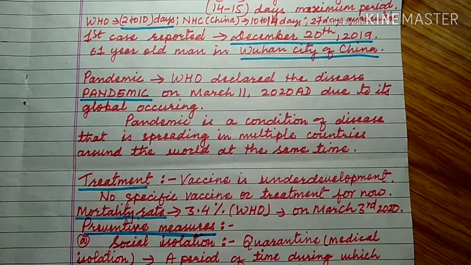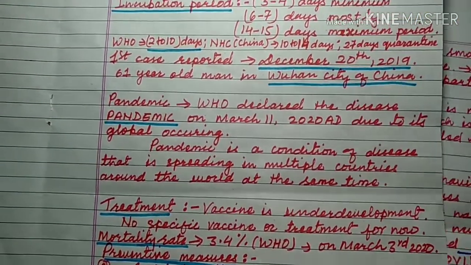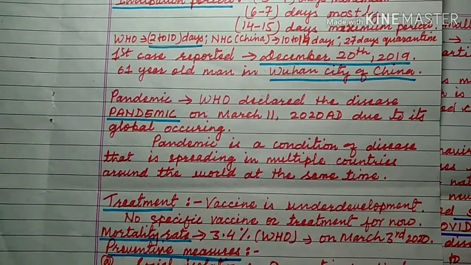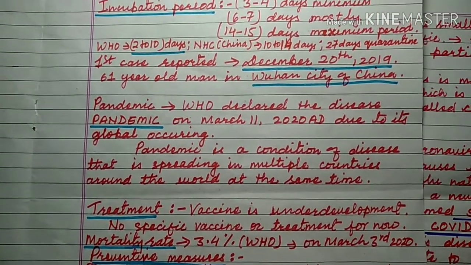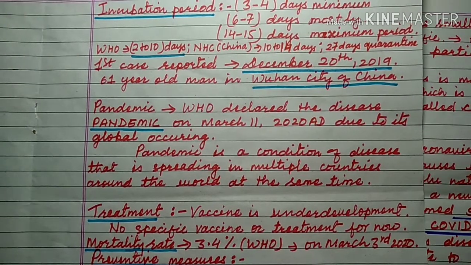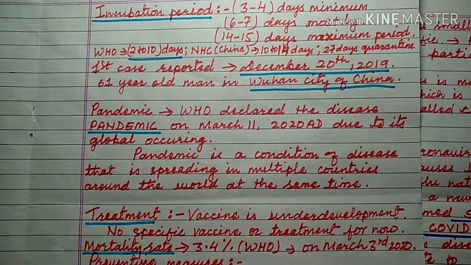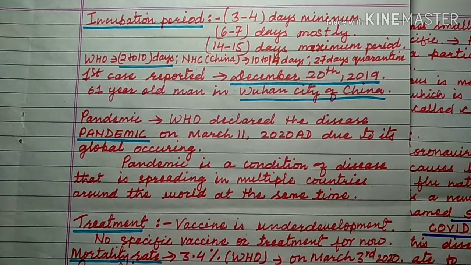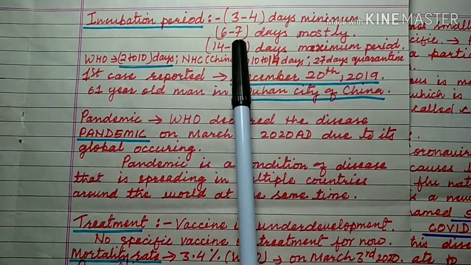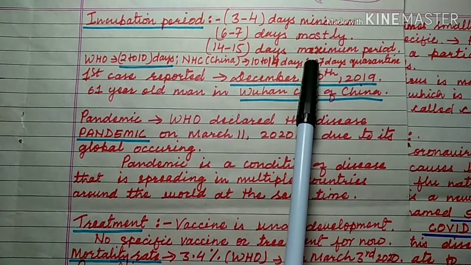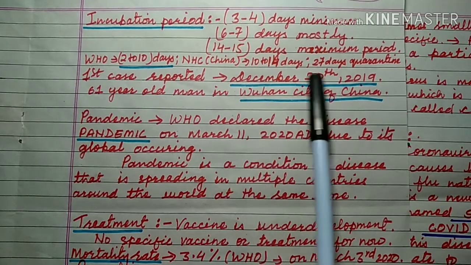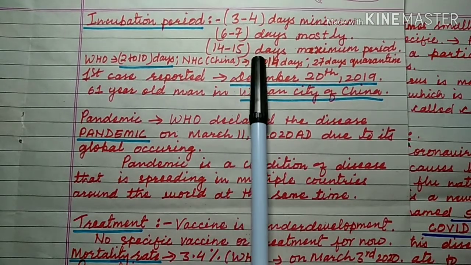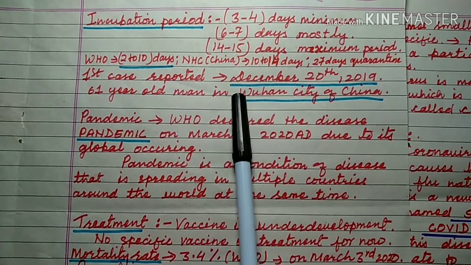Incubation period: 3 to 4 days minimum. After the virus enters the body, it takes a minimum of 3 days for symptoms to appear. That is called the incubation period, from the entry of the virus into the body up to the time when it starts showing symptoms. It means the multiplication period, multiplication of the virus in the body, 3 to 4 days minimum, and 6 to 7 days in most cases. The symptoms appear in between 6 to 7 days. There is 14 to 15 days in the maximum period.